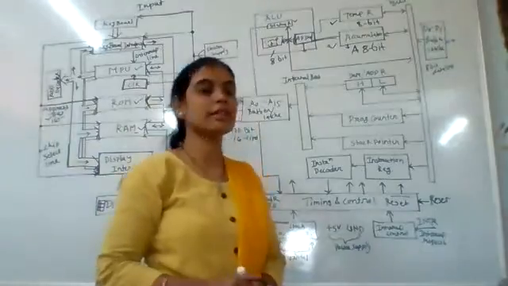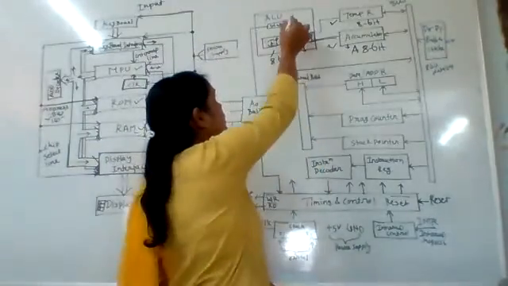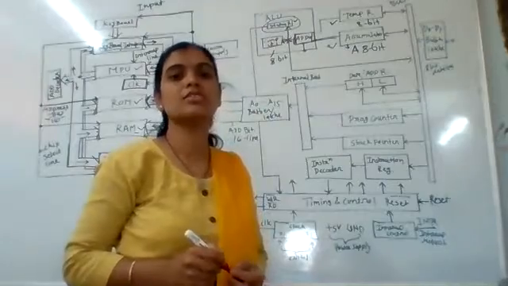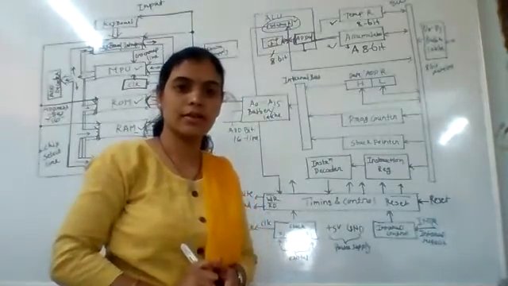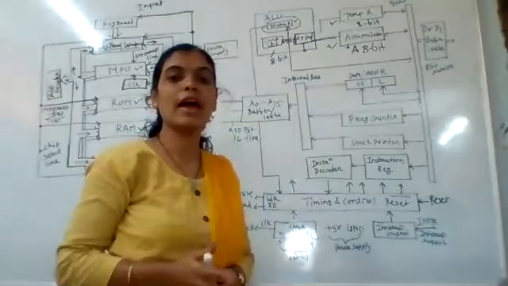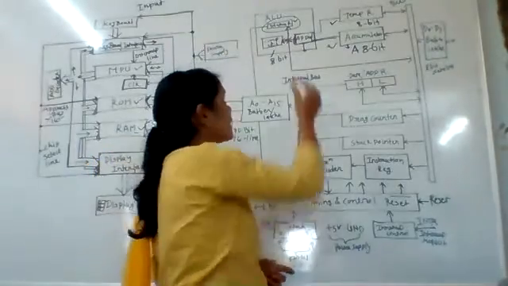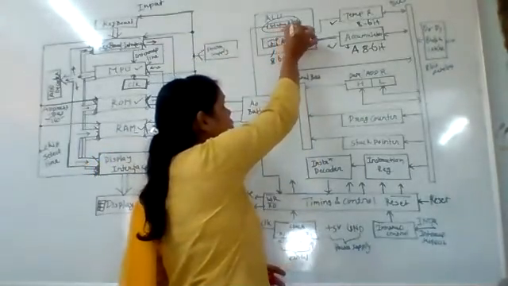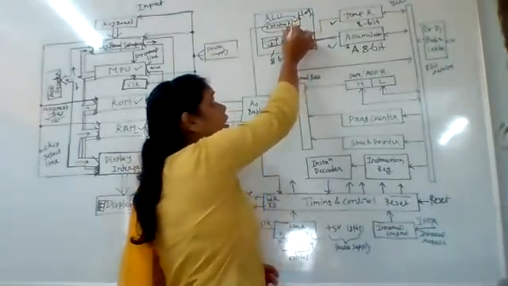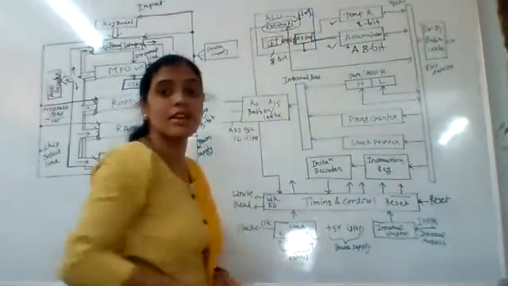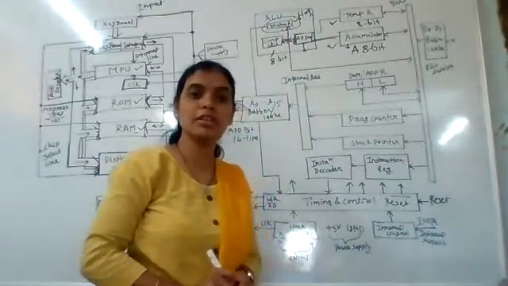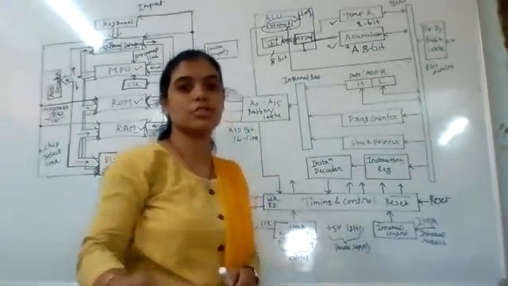Now next is the status register. The status register is called the flag, which consists of flip-flops. The flags are set or reset according to the result of the operation in the status register.